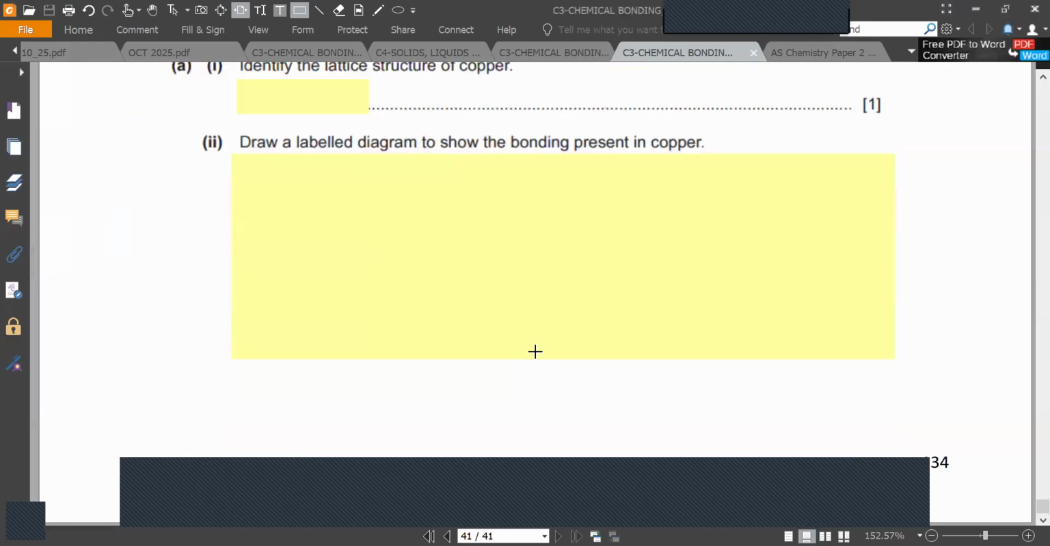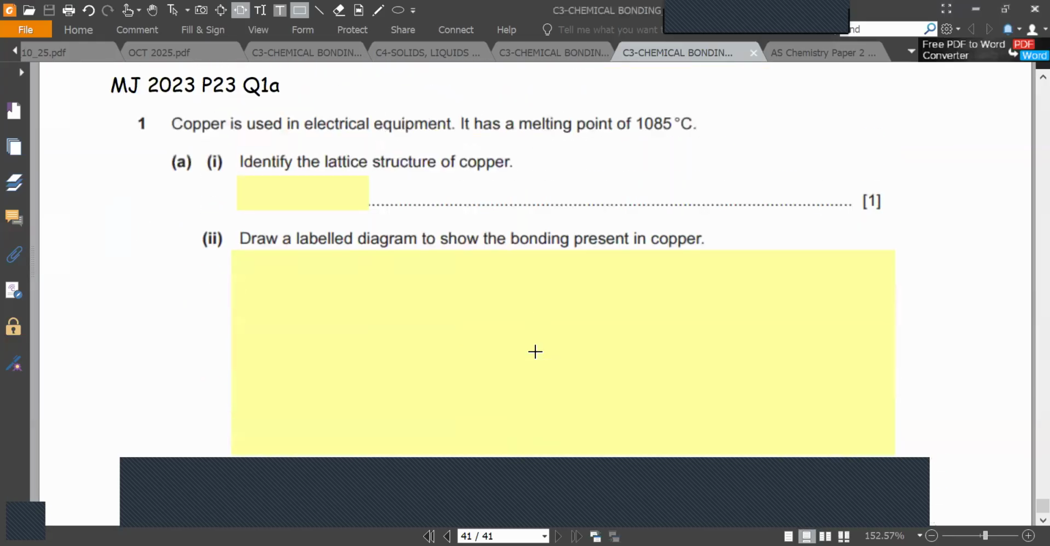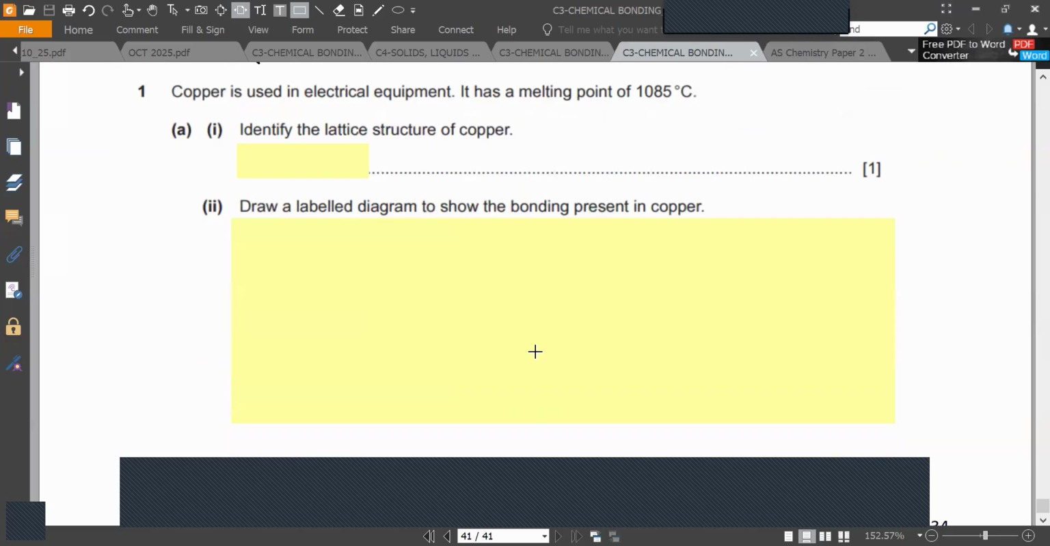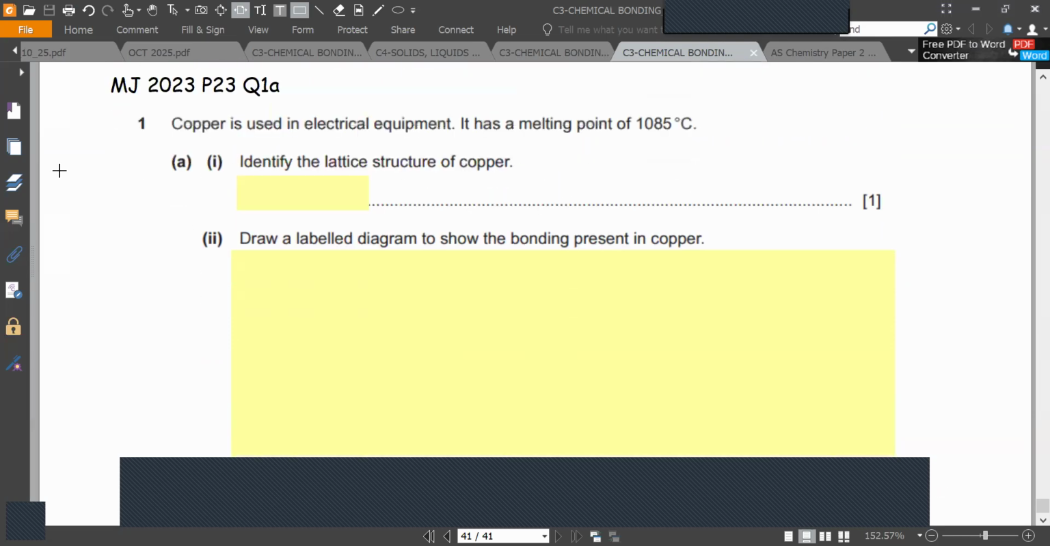Okay. Yeah, so 2023. If you take a look at the questions, you find that they are quite easy, and then they repeat after some time. There are many questions that come up time after time. Like this one, identify lattice structure of copper. Easy. Metallic.